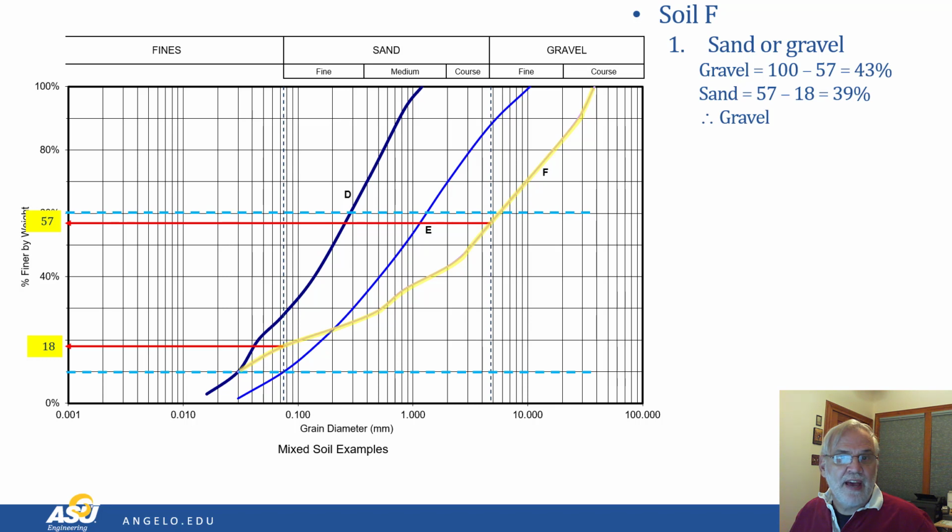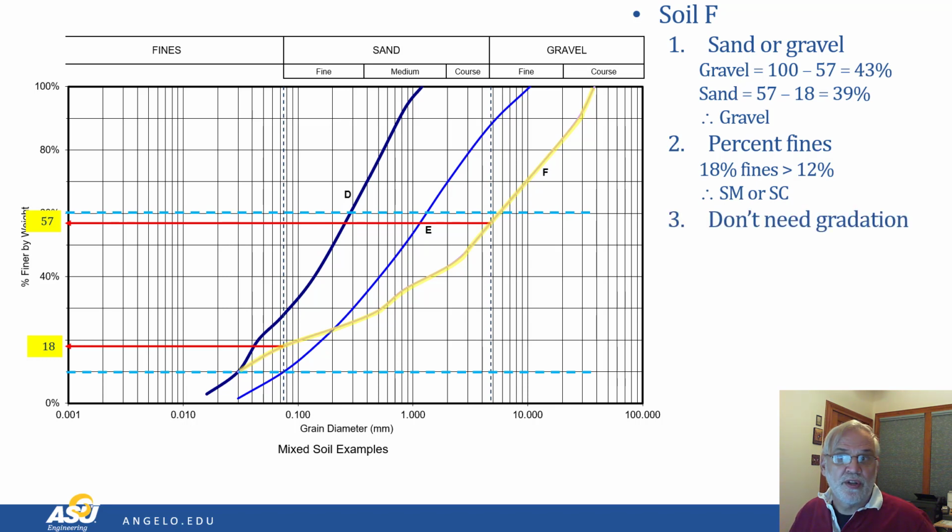Notice that less than half of the soil is gravel, but it still classifies as gravel because the percent gravel exceeds the percent sand. Now we check the percent fines and find that they're greater than 12%. Therefore, the soil must be either GM or GC, and we don't need to check the gradation of the soil. We do need to check the fines.